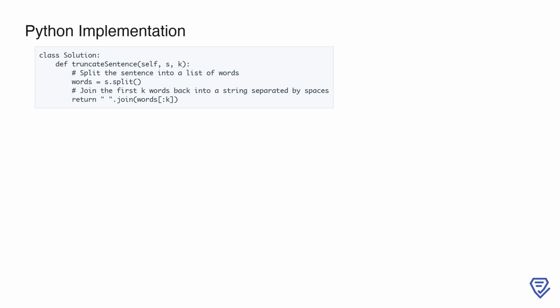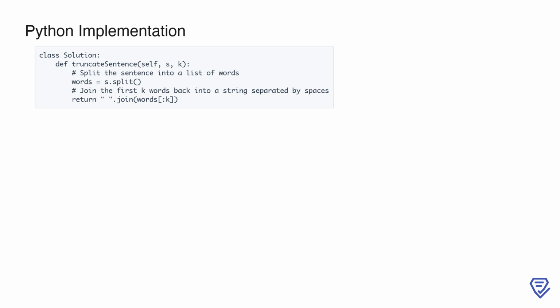3. Splitting the sentence. The split method is called on the string s to break it into a list of words based on spaces. For example, if s equals "hello world this is Python", the result of s.split() will be [hello, world, this, is, Python]. 4. Selecting the first k words. Using slicing, words[:k] retrieves the first k words from the list. For instance, if k equals 3, the slicing will result in [hello, world, this].